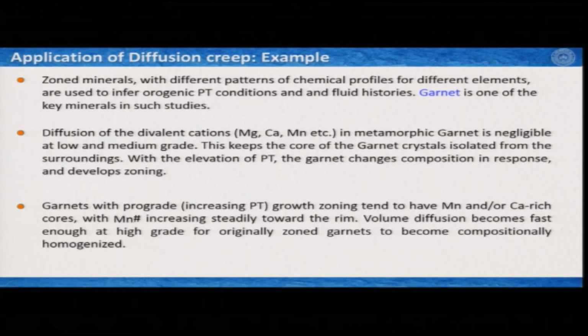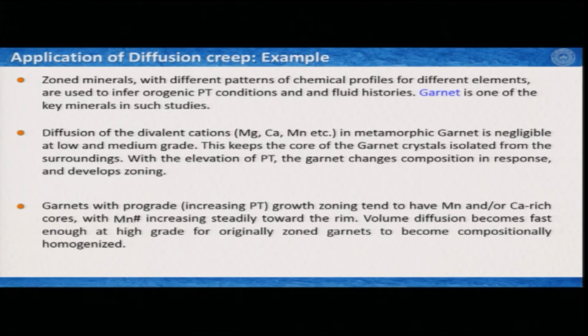So, if we think of the application of diffusion creep, there are many, but I will give you one. As I said, you can use it for mapping the movement of major or trace elements. The zoned minerals that we see in nature very frequently, with different patterns of chemical profiles for different elements, are sometimes used to infer the orogenic pressure temperature conditions and most of the time fluid histories, and garnet in particular is one of the candidates for such studies.